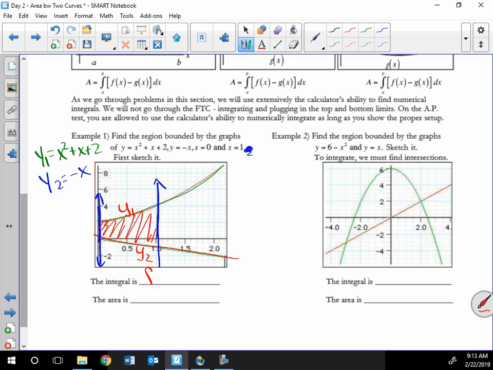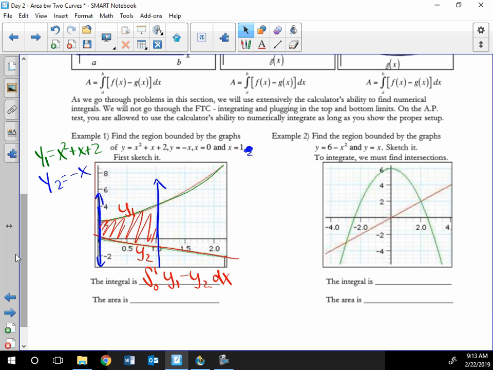So my integral, we're going from 0 to 1 of y sub 1 minus y sub 2. And we're still doing it with respect to x. And then we're going to go ahead and use our calculator a little more heavily for this, just to save on time. We can certainly do this one by hand.